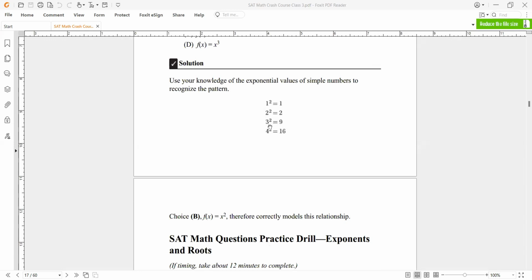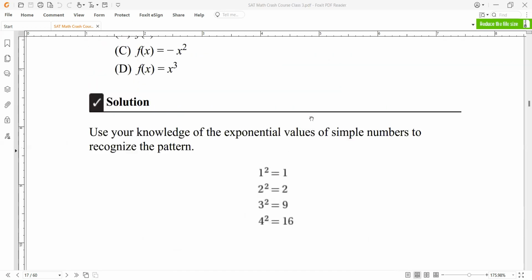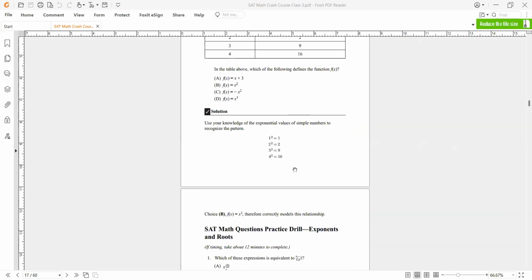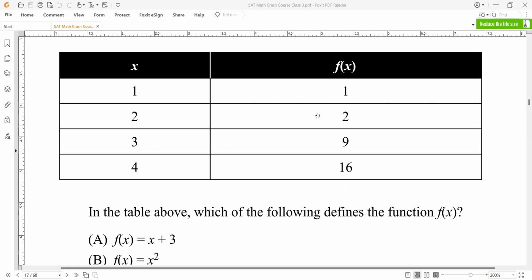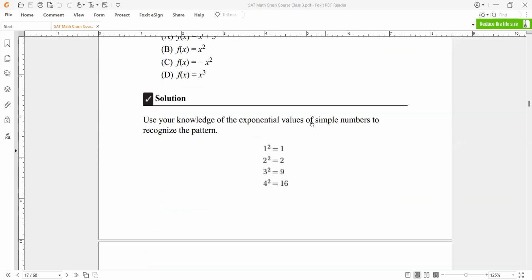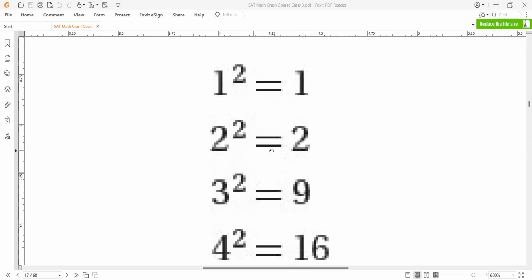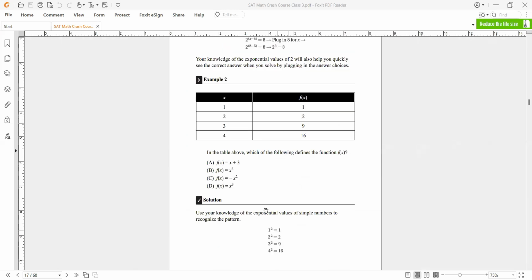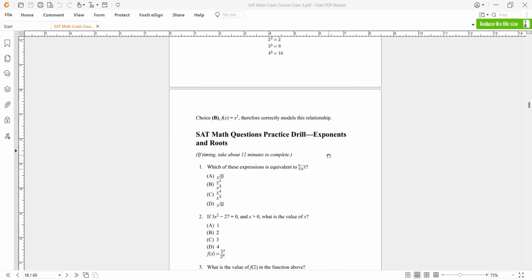If we look at the solution, choice B, but 2 squared equals 4. Okay, maybe they have made some mistake. 2 squared equals 4. I think the book is making a mistake. I think it will be 4, because they're saying that 2 squared equals 2. No, 2 squared equals... yeah, 2 squared equals 4. So basically, they have written something wrong here, here, and here. So choice B is the correct model relationship.